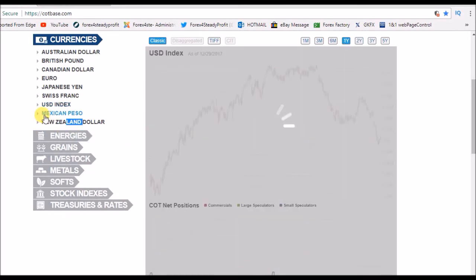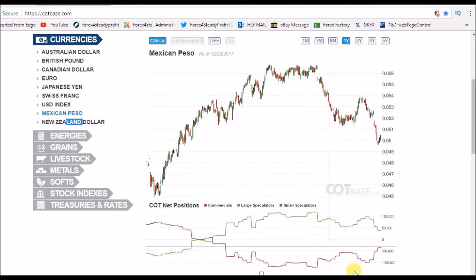Mexican peso. We have had an extreme bearish position taken by the commercials, and we've actually fallen off that now as the peso has started dropping. I do expect more downside. We've had a little bit of a pullback, might get a bit more.